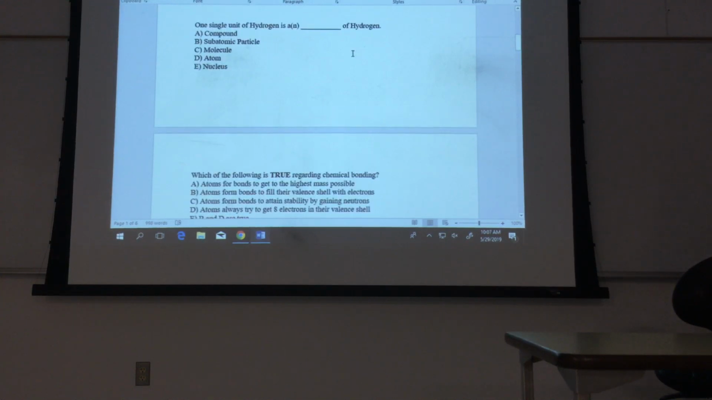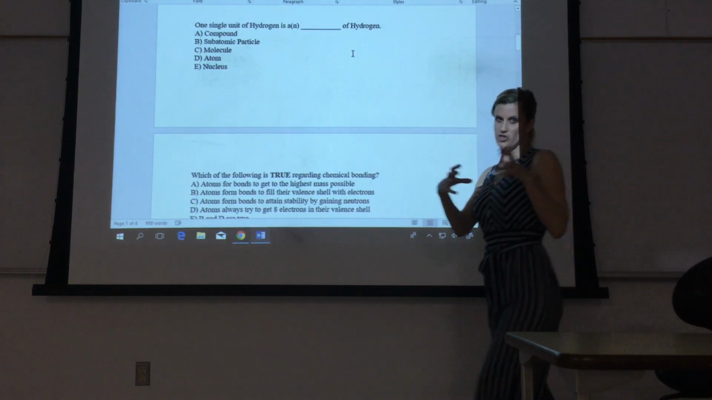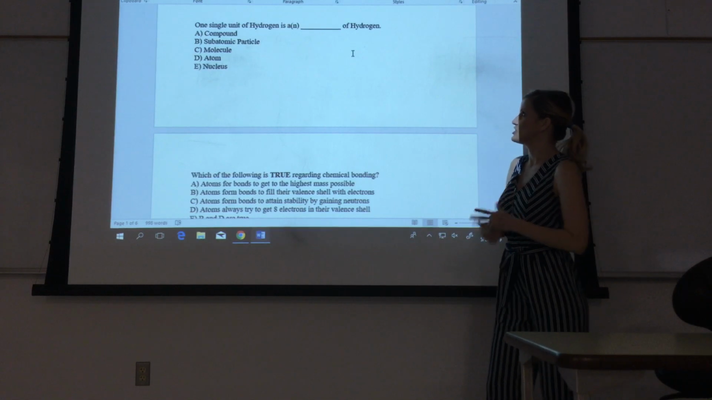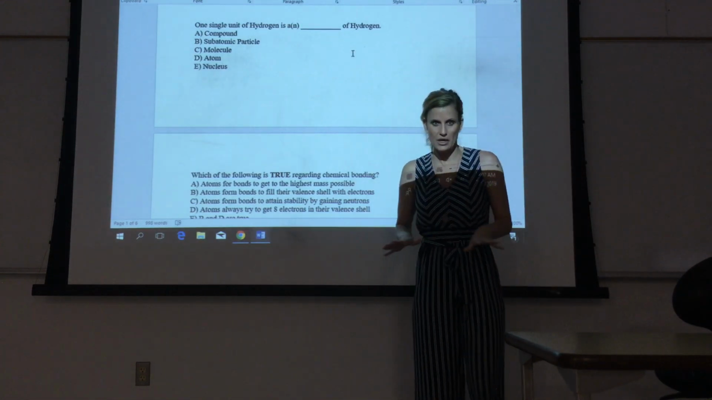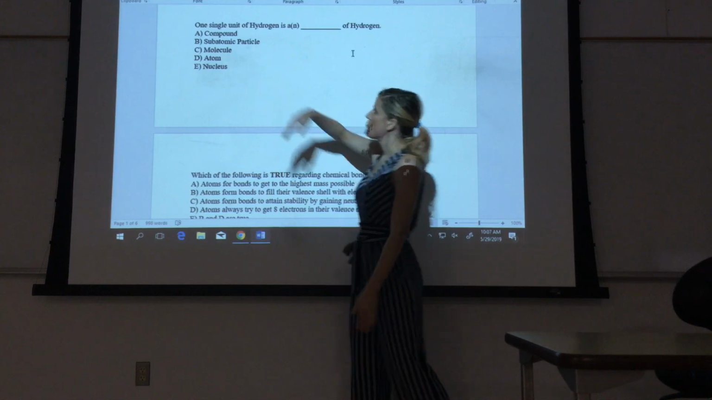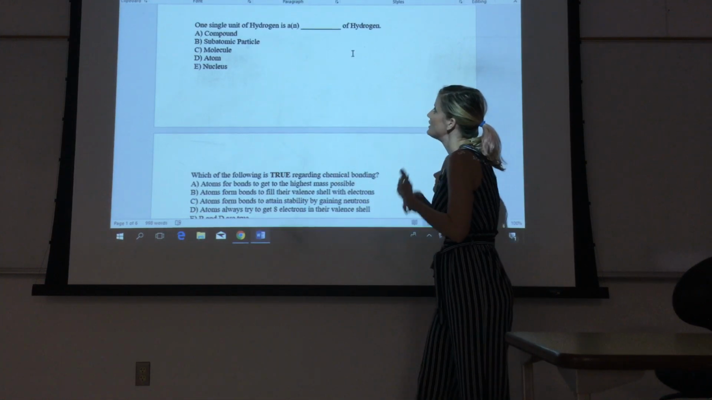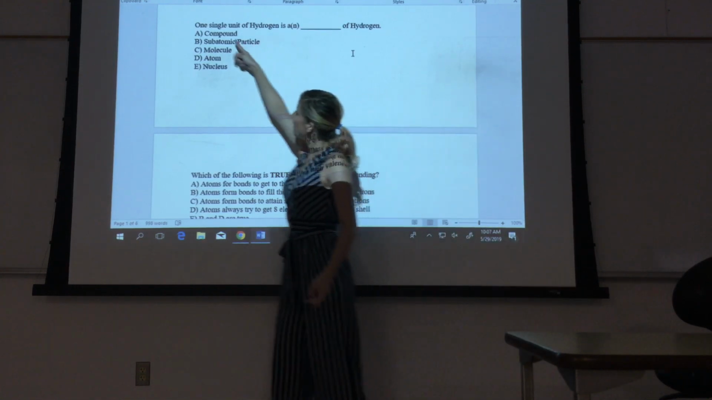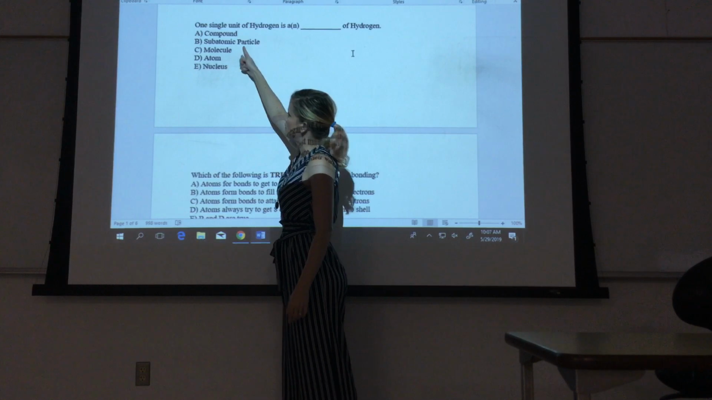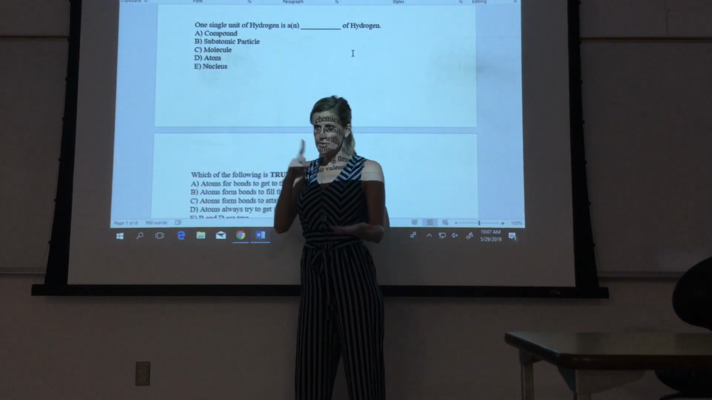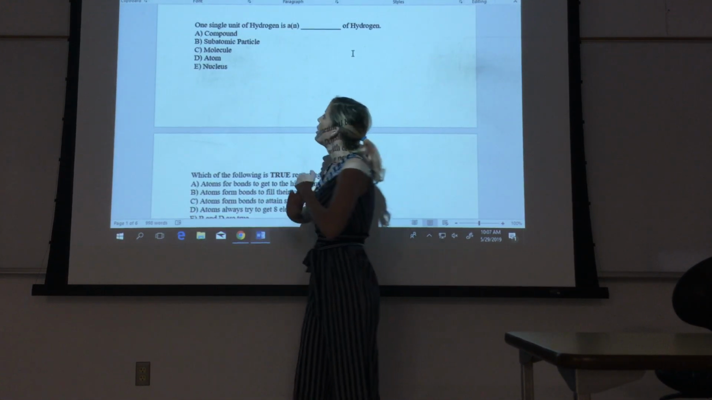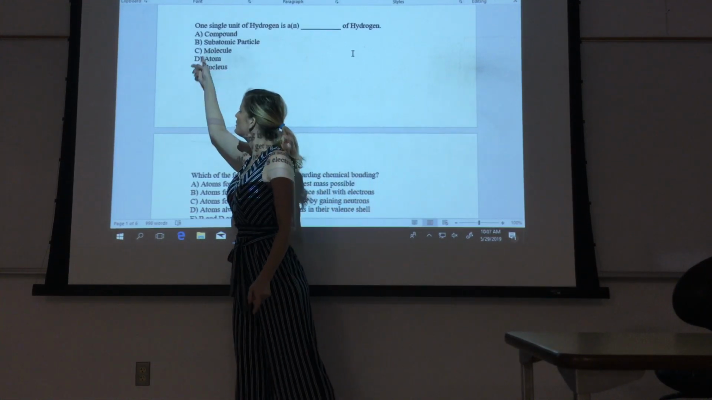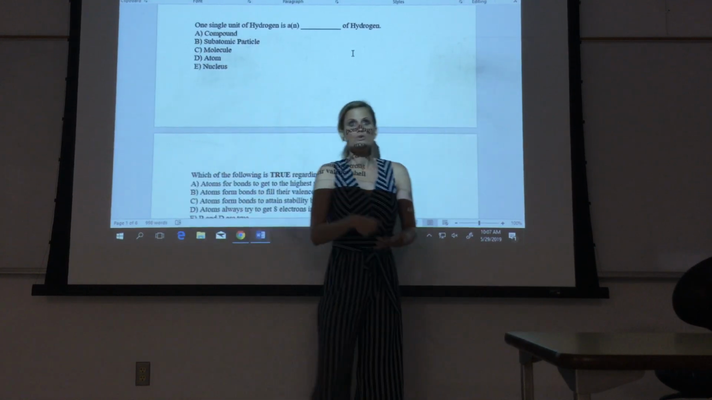All right, so one single unit of hydrogen, one little microscopic hydrogen, is a blank of hydrogen. Again, you should be able to answer these without even looking at the choices. So cover that up, and I could say one unit of hydrogen is an atom of hydrogen. So let's see if that's a choice. Compound, no, that's multiple things. A subatomic particle, no, we saw that those are protons, neutrons, and electrons. A molecule, no, that would be multiple atoms, right? There's my choice.